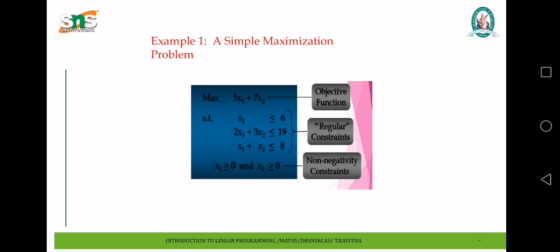This is an example of a simple maximization problem. Here the objective function is maximize z = 5x1 + 7x2. Subject to the constraints: x1 ≤ 6, 2x1 + 3x2 ≤ 19, x1 + x2 ≤ 8, and the non-negativity constraints x1 ≥ 0 and x2 ≥ 0.